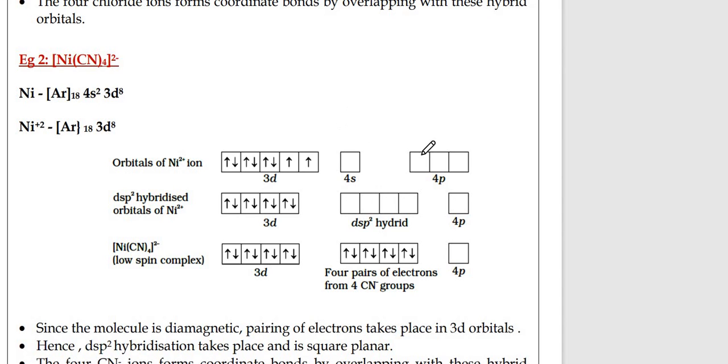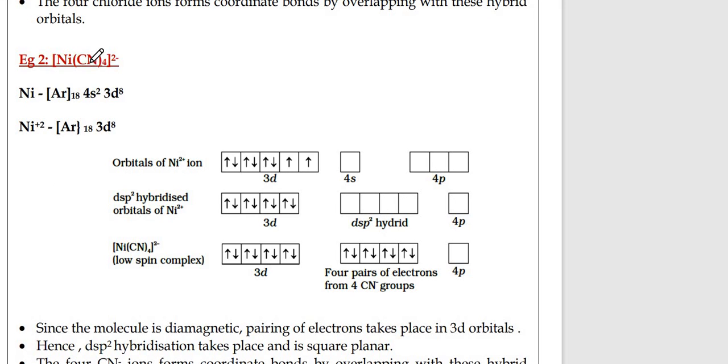So I'll take up the next 4 orbitals which are empty, so that CN can put its lone pair of electrons and make a coordinate bond. Now after using these 4, I can see I'm using 4s and 4p, so it will be sp3, isn't it?